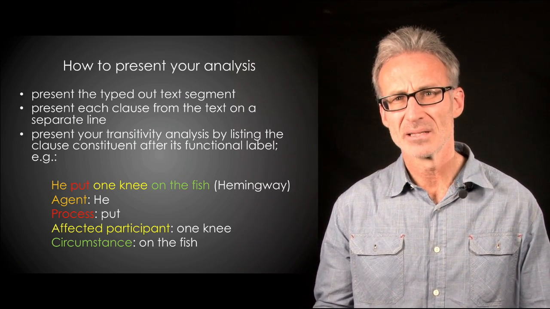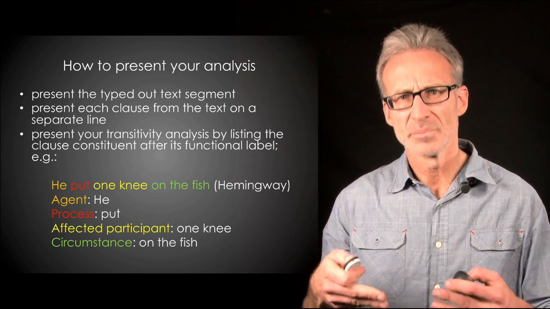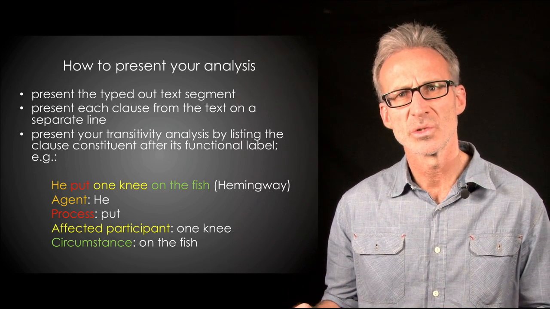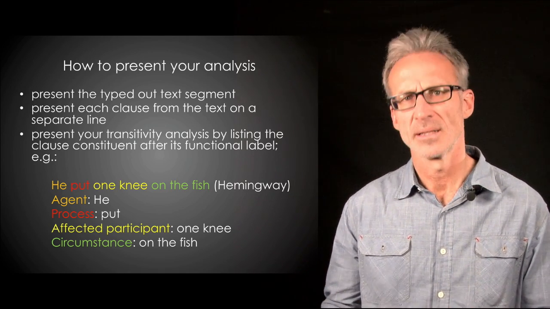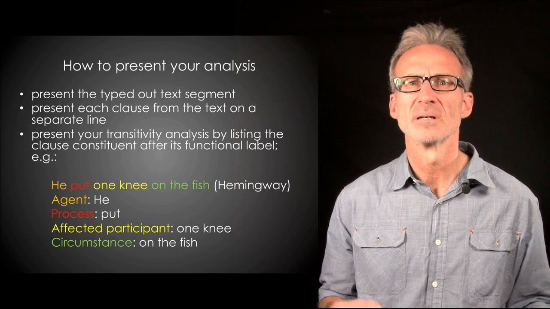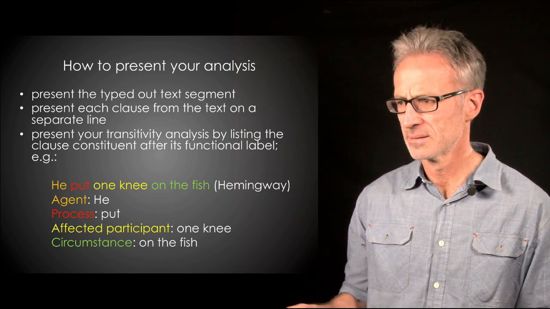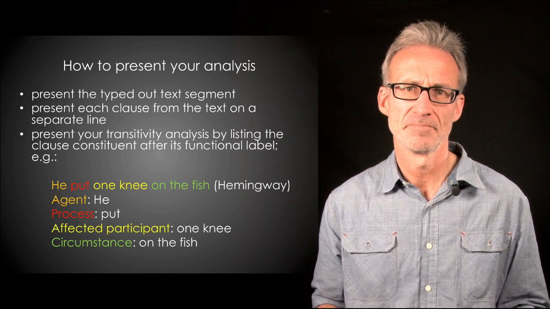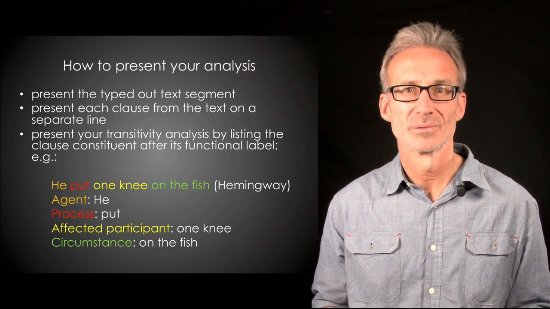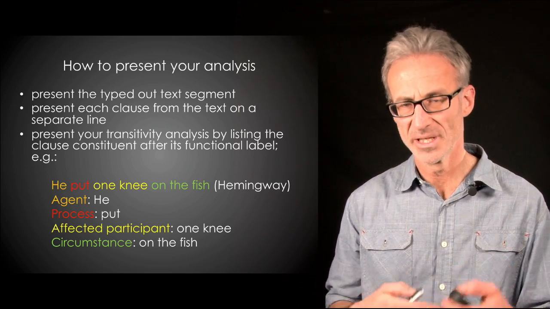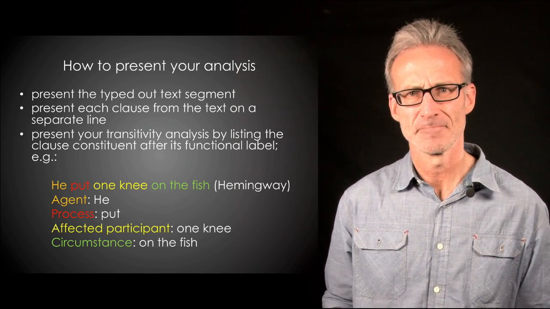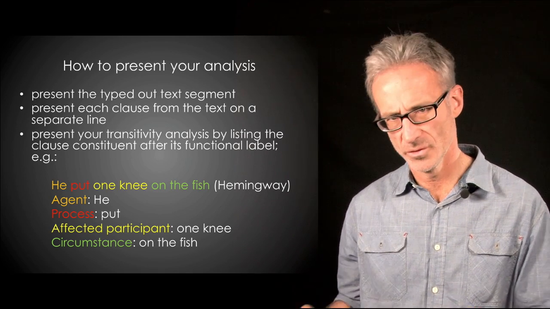You'll be asked to present your analysis in the following way. First, present the typed out text of this text segment. Second, present each clause from the text on a separate line. And lastly, present your transitivity analysis by listing the clause constituent after its functional label, as in the example there on screen from Hemingway in your Unit Learning Guide. He put one knee on the fish. Agent there is he, process is put. The affected participant there is the knee, one knee, and the circumstance there is on the fish.